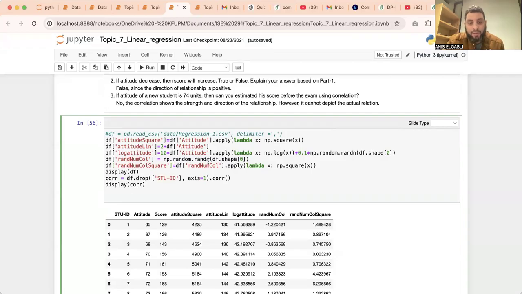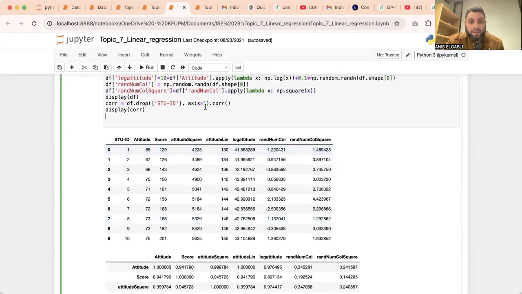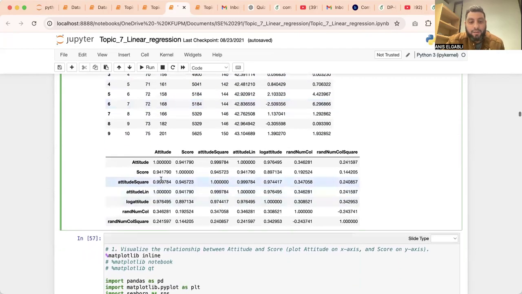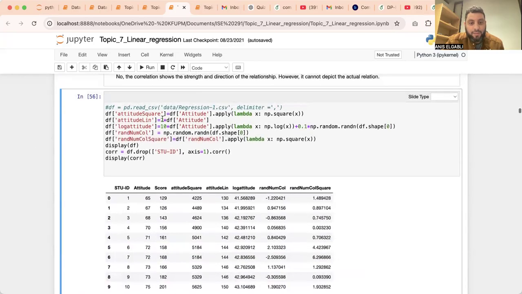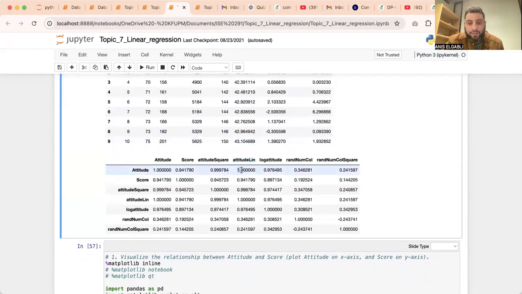By default, if I don't pass that information, then the mean will be 0. Then I take the square of that. That's another feature, another column. Then I drop the student ID and compute the correlation between all of these. Now let's look at this. Attitude, and this one was linearly related to attitude, a perfect linear relationship. This is 2 times the attitude. So as we can see here, the correlation is equal to 1.